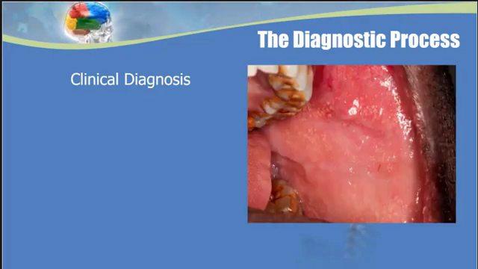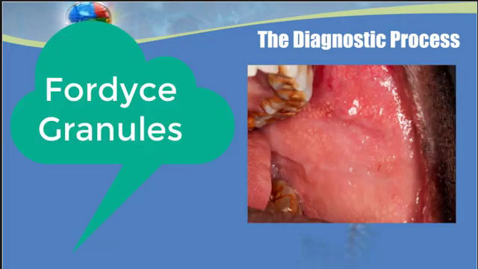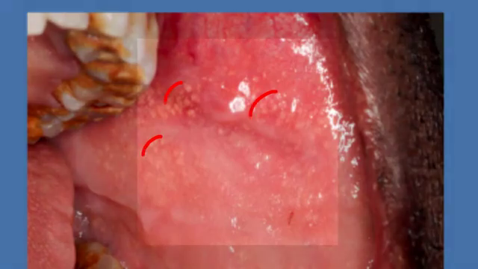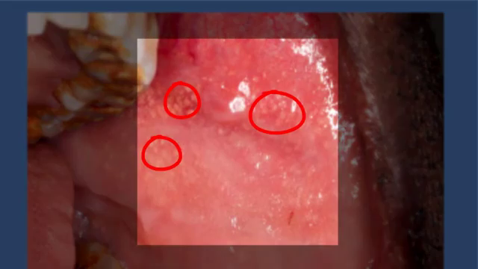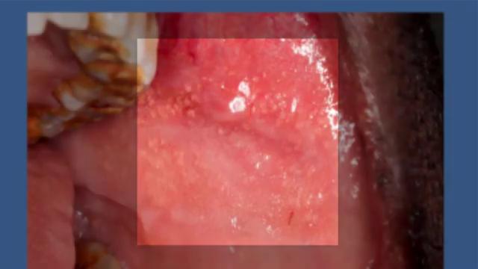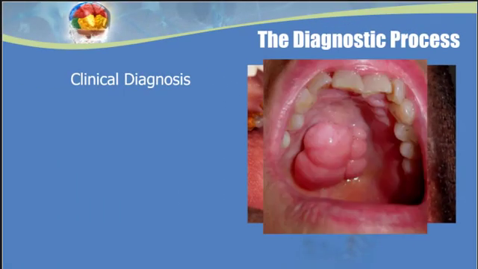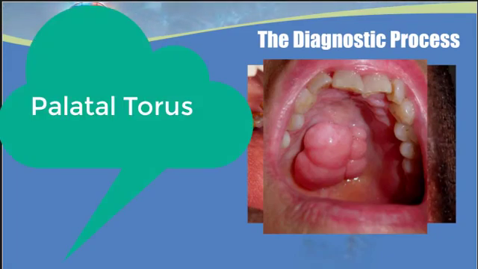The first one is going to be Fordyce granules or Fordyce spots. We can see that there are diffuse papules lining the buccal mucosa, so to an untrained eye, they might appear worrisome. But we know from our anatomy that these are just prominent sebaceous glands. Another variant of normal would be palatal torus.